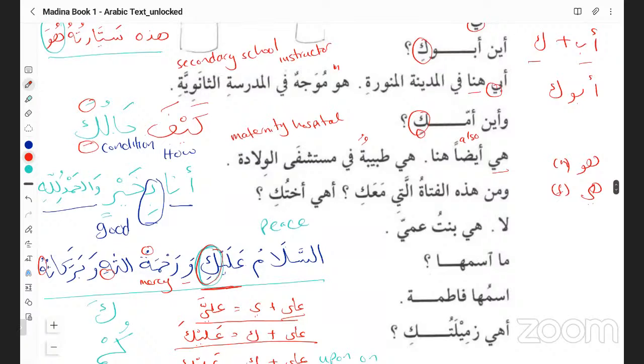ومن هذا الفتاة التي معك? So we said التي, as you mentioned, is the feminine of الذي. This is masculine, and feminine is التي, which can mean that or who. So من هذا الفتاة? Who is this young lady? With young girl.